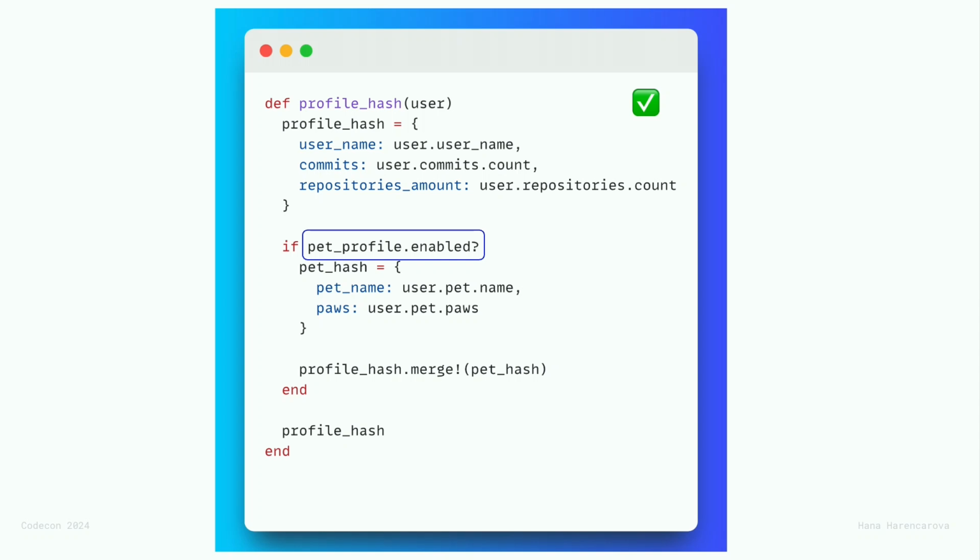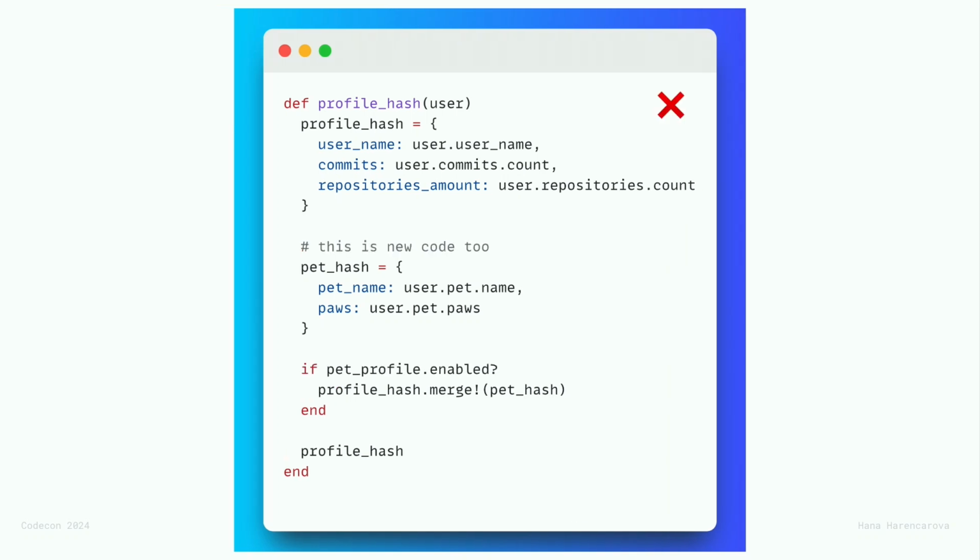When we are adding a new behavior to an old method, for example, like this, we have a profile hash where we are creating a hash for a user. And if the feature flag of pet profile is enabled, we want to add pet hash there, right? So again, the first part runs, and then we check the feature flag. If it's on, we create pet hash and merge it with the profile hash, and we always return the profile hash. So again, this middle part of the code is totally protected by the feature flag.